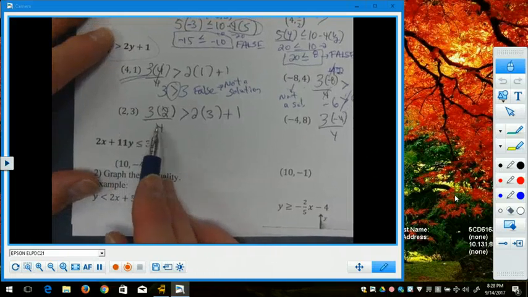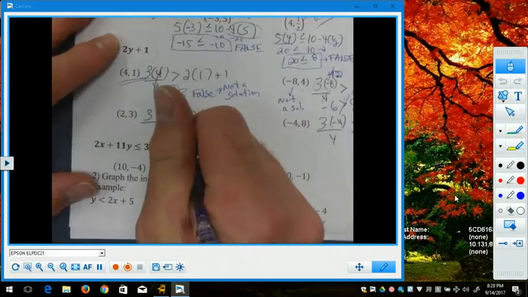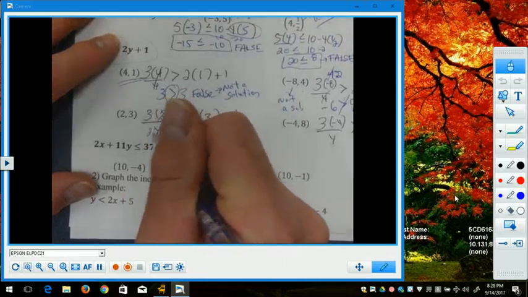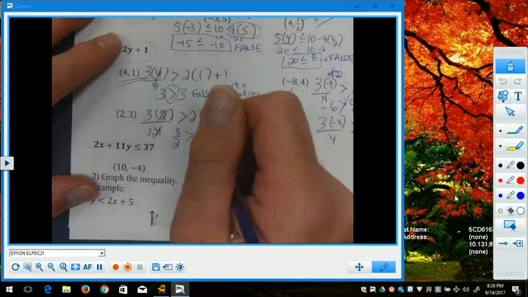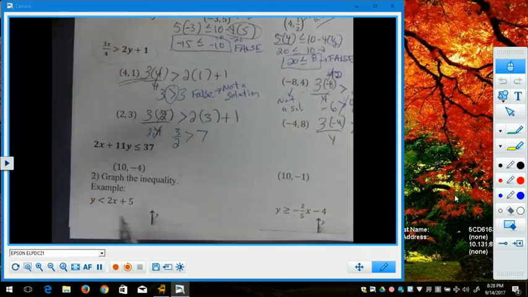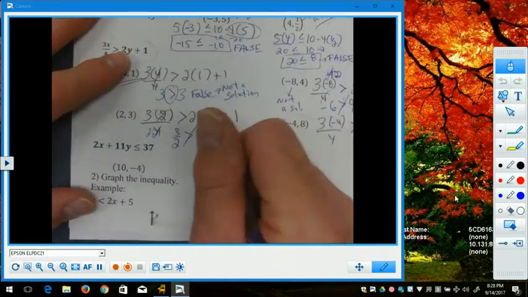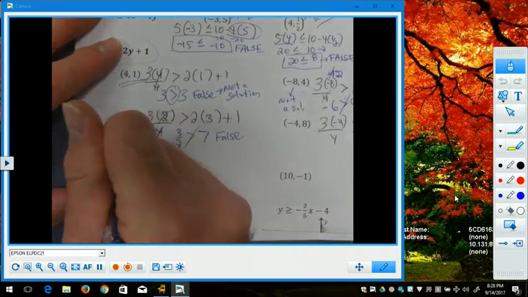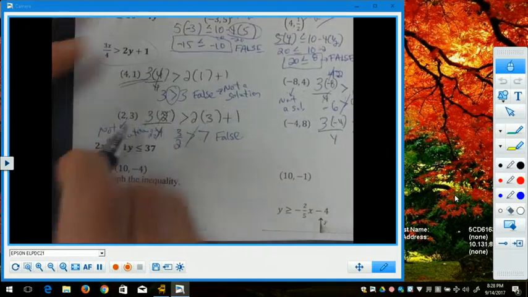For this one, I have 6/4, which reduces to 3/2, because 2 will go into 4 2 times. On this side, I have 6 plus 1, which is 7. 3/2 is not greater than 7, so this is false. This point is not a solution to the inequality.